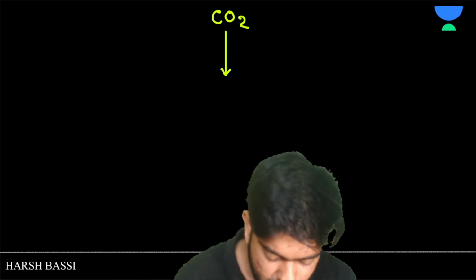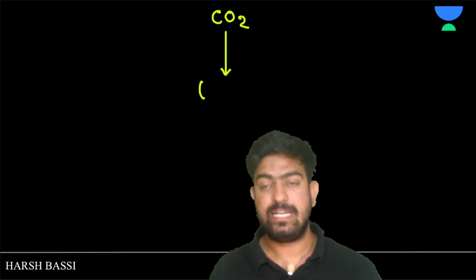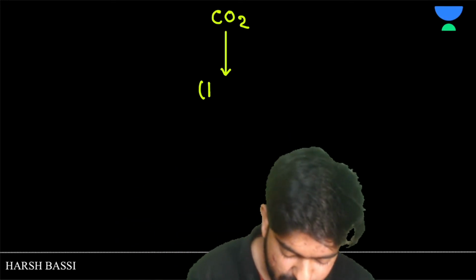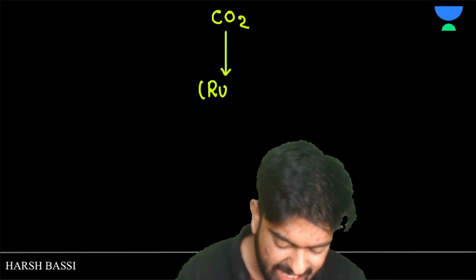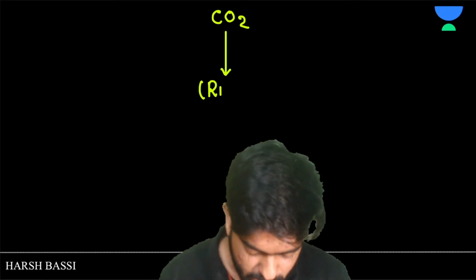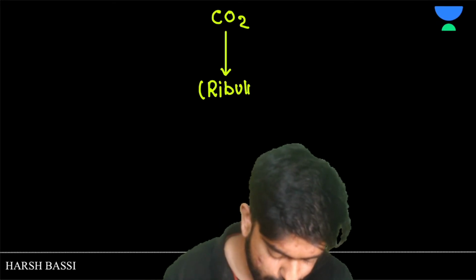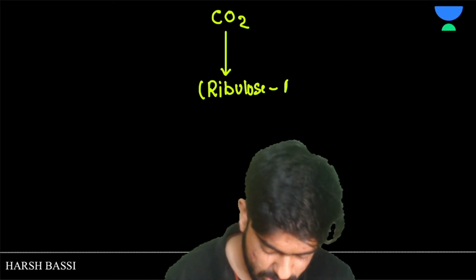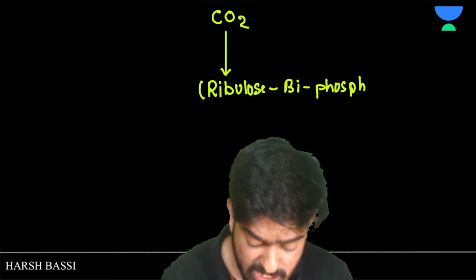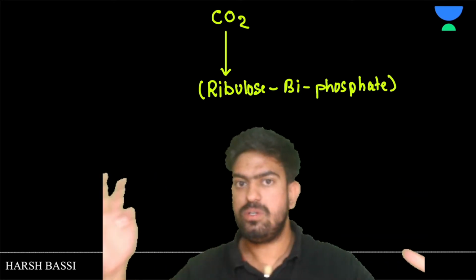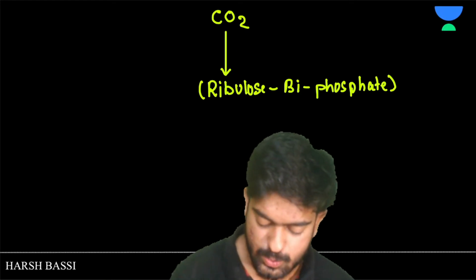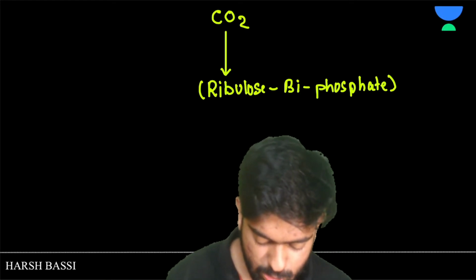So inside the algal cell, there is a person sitting eagerly waiting for CO2, and the name of it is RuBP. Should I write the full name? Okay, I'll write it. Ribulose bisphosphate. Let's understand this with the whole story. So, CO2 is what? CO2 is having one carbon.